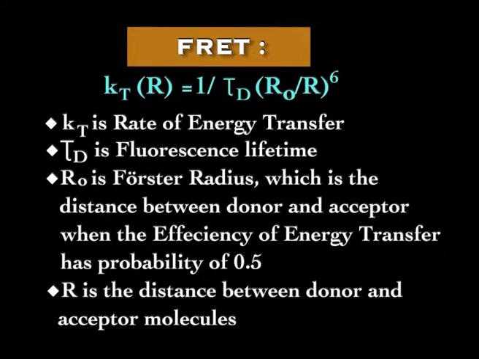liberated by the donor. Now this principle was first introduced in 1940, where the rate of transfer kT is equal to 1 by the fluorescence lifetime tau d into the 6th power of the ratio of capital R0 by R. So what are R and R0? R0 is known as the Forster radius, which is the distance between the donor and acceptor when the efficiency of energy transfer and its probability is 0.5. And R is the distance between the donor and the acceptor.